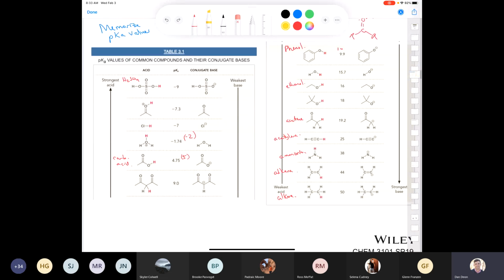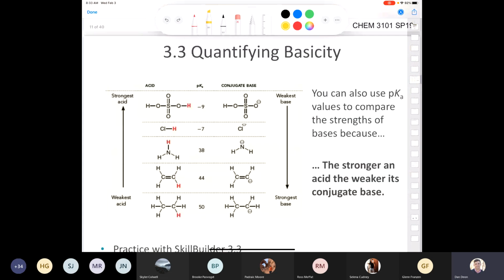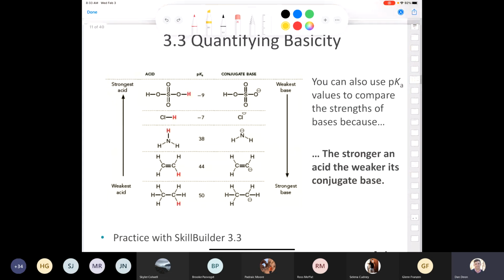Now, this next slide kind of summarizes that again. It's just a rehash of what I just told you, that if you look at the pKa values, not only are they valuable to evaluate acid strength, but they're also useful to evaluate conjugate base strength, right? Very useful to do that. Okay, so again, the stronger the acid, the weaker the conjugate base, and the weaker the acid, the stronger the conjugate base.